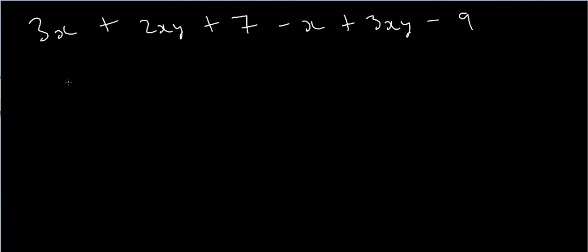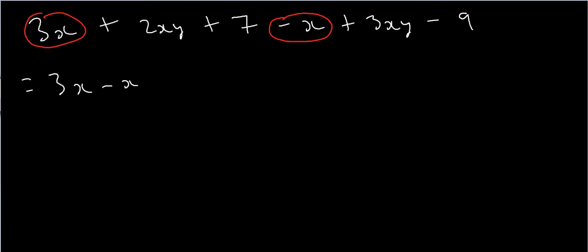So in this video we're going to be simplifying some basic algebraic expressions. To do that, I'm going to compare like terms. So let's compare like terms. If I look at the x terms, I've got a 3x here and a minus x here. So I've got 3x minus x.